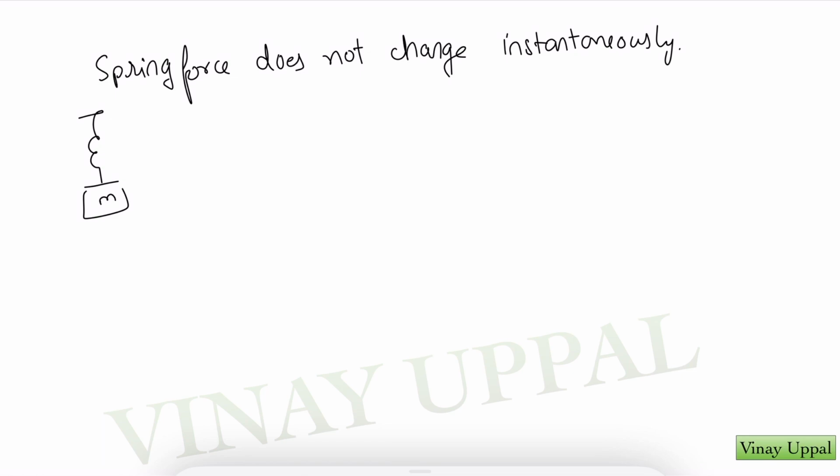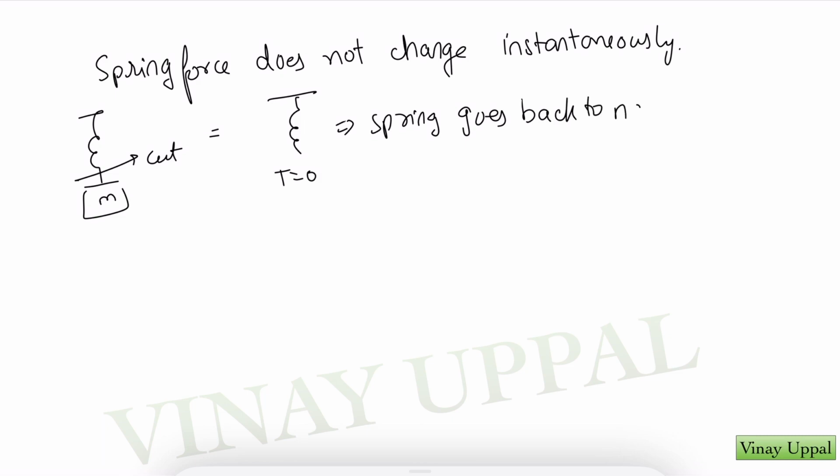The only case where this does happen is if the spring itself is cut. If the spring itself is cut, then the tension becomes 0 in the spring, and that means the spring instantaneously goes back to its natural length. So this is the only case where the spring can suddenly change its length. I've just written that down. Unless the spring is cut, only in that case the spring can suddenly go back to its natural length. So let's do a question based on this. I'll go to the next page.